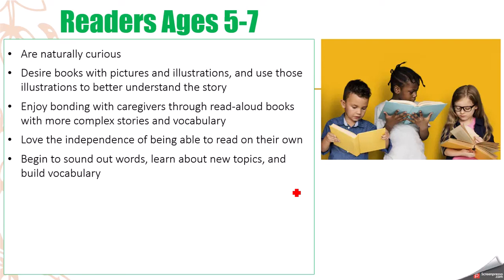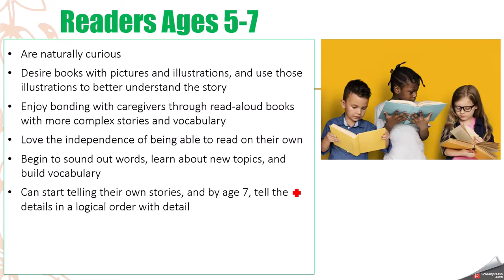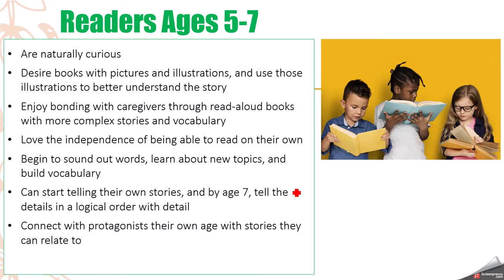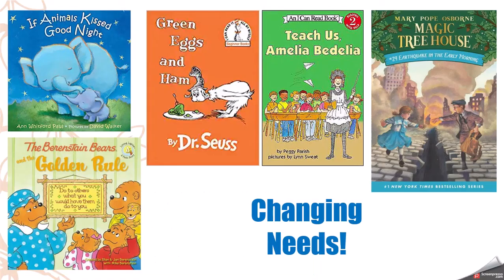They begin to sound out new words, learn about new topics, build vocabulary. They can start telling their own stories in their writing as well. By age 7, they can tell details in a logical order. They connect with protagonists their own age, especially with stories they can relate to, and they like stories that encourage imagination and play. So here are some of the books for kids this age.